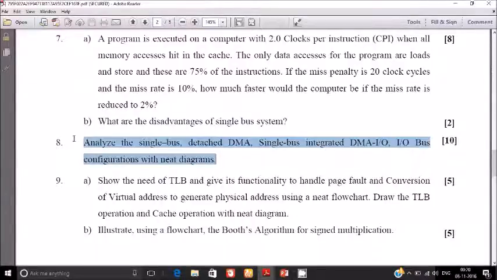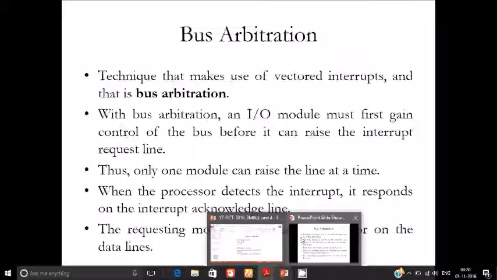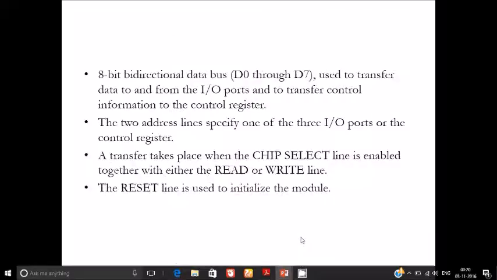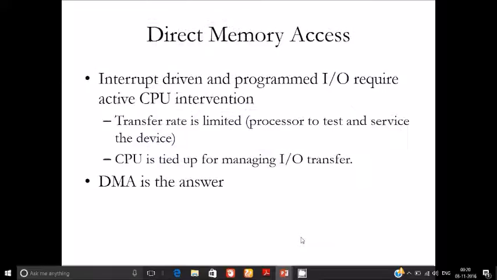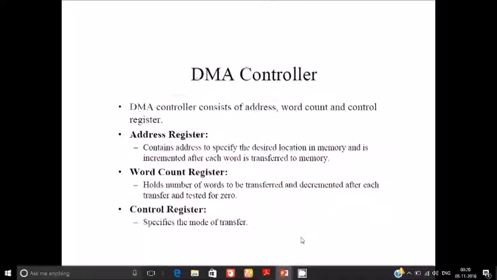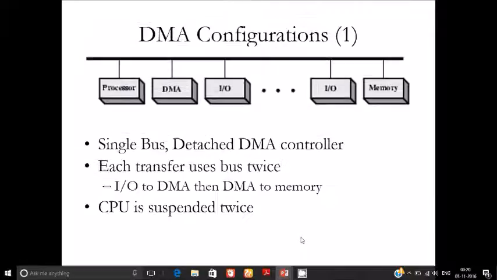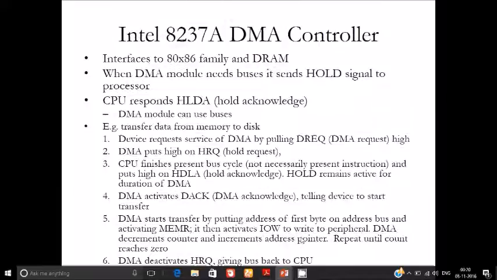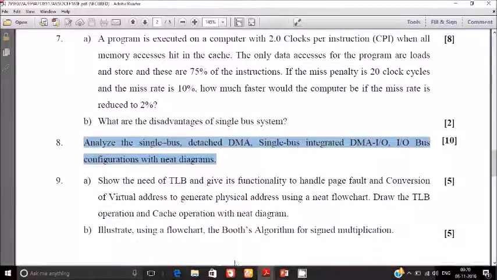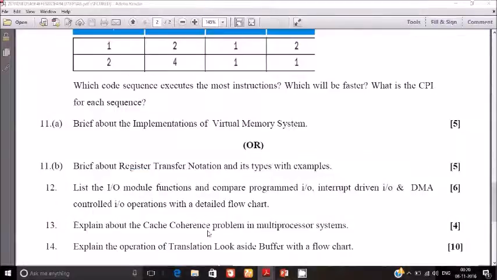It's a theoretical question as well. You can see this is an example for the previous question. From here you need to start and write with the single bus: CPU bus signals, how DMA control works, DMA to input/output, DMA configurations. This is what you need to write. Here they didn't ask you to write any example, so you don't need to, but you need to draw some diagrams.